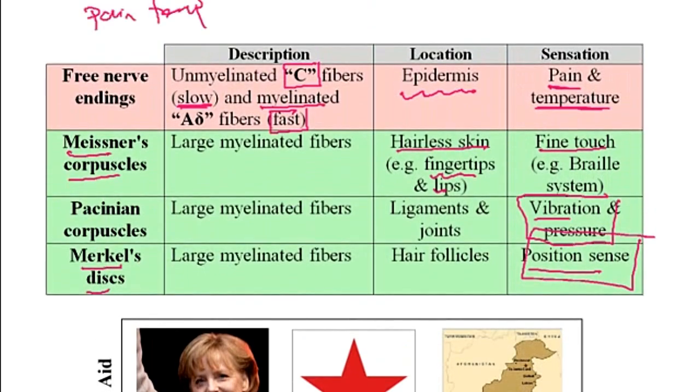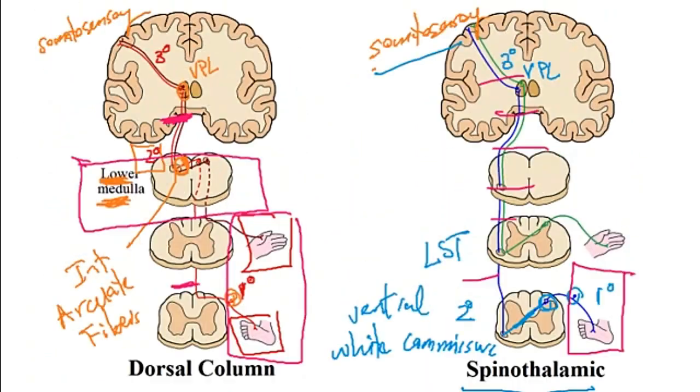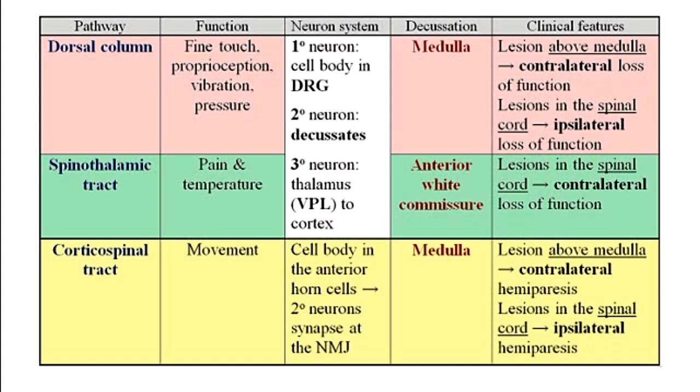Okay, now that we are done with the discussion of the spinothalamic as well as the dorsal column, we can go through this table and summarize the findings. So the dorsal column, we discussed fine touch, proprioception, vibration as well as pressure. It decussates at the level of the medulla. So therefore, any lesions that are above the medulla will cause contralateral loss of the functions that are listed here, while lesions that are below the medulla at the level of the spinal cord will cause ipsilateral loss of the function. With the spinothalamic tract, its function is for the pain and temperature sensation.